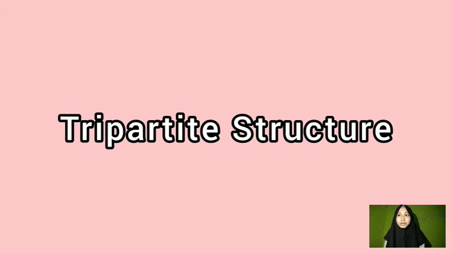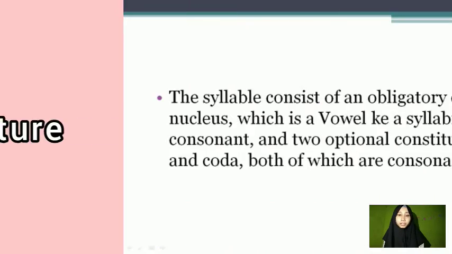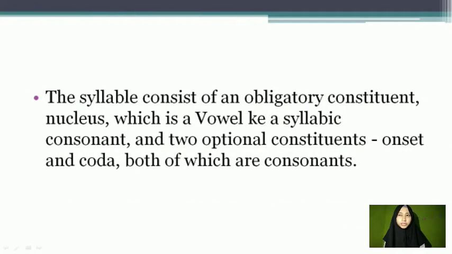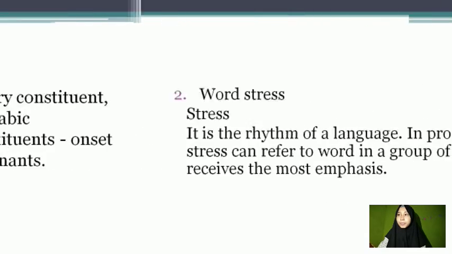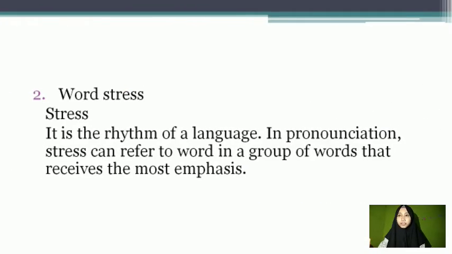A syllable has a tripartite structure. The syllable consists of an obligatory constituent, the nucleus, which is a vowel or a syllabic consonant, and two optional constituents, the onset and the coda, both of which are consonants. And then the second prosodic feature is word stress.